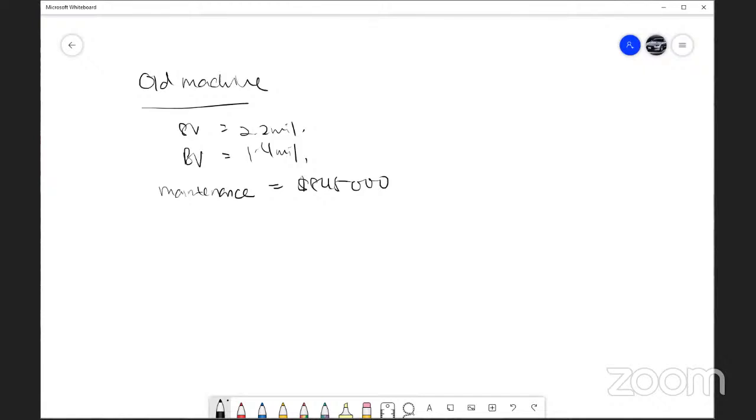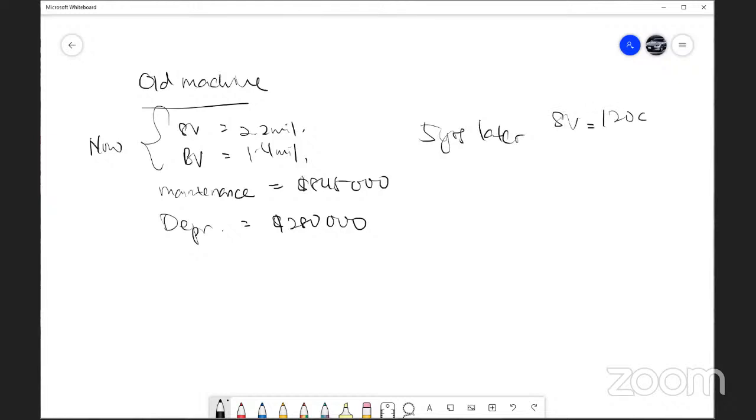At the end of the year for the next 5 years. Depreciation on the old machine is 280,000 per year. At the end of 5 years, it will have a salvage value of 120,000 and a book value of 0. So this is now 5 years later: salvage value 120,000, book value 0, depreciated to 0. This is your old machine.